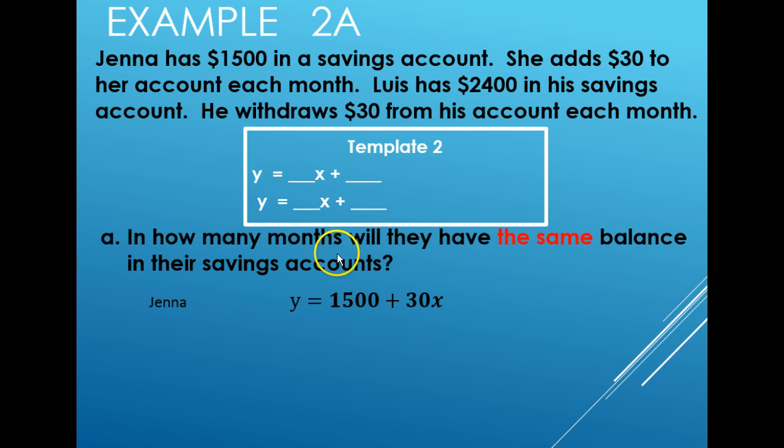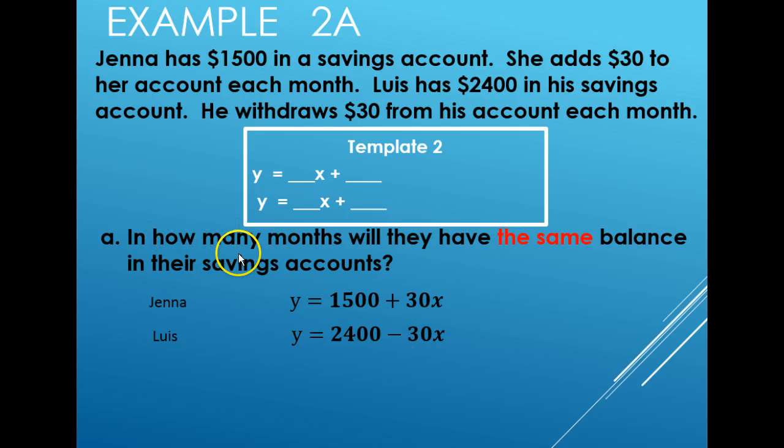Y equals, she started with 1500, that's my b. I know I moved it to the front, but that's because that's what she started with. That's my y-intercept, if you will, my starting point. Plus, she adds $30 into her account each month, so we take 30 times x. In this case, x is going to be the number of months. We could write a similar equation for Lewis. Lewis started with 2400, but he's a bad spender. He takes money out of his account each month. He subtracts $30 or takes out $30 per month. So his equation looks like this.